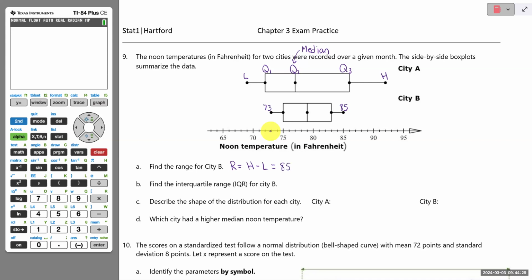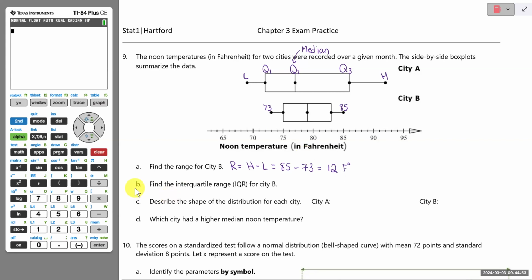So 85 minus 73. And that will be a difference of 12 degrees. So I'm not going to write units the whole way through, but we are talking about temperature. So the spread there, 12 degrees Fahrenheit. And I'll just put the units there and go to B.